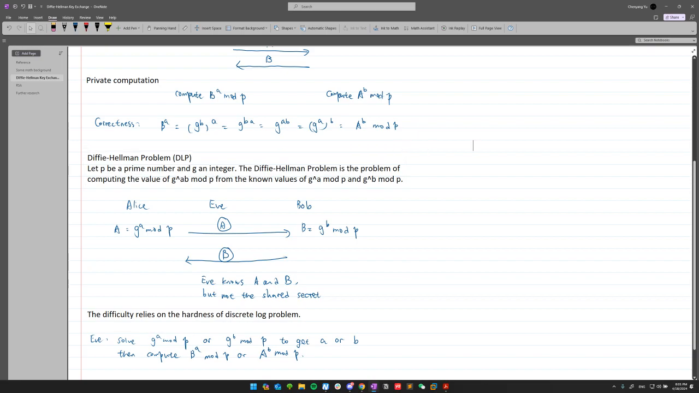So the security of Diffie-Hellman: there's a problem named the Diffie-Hellman problem, DHP. Oh wait, not DLP, DHP. DLP is the discrete log problem.